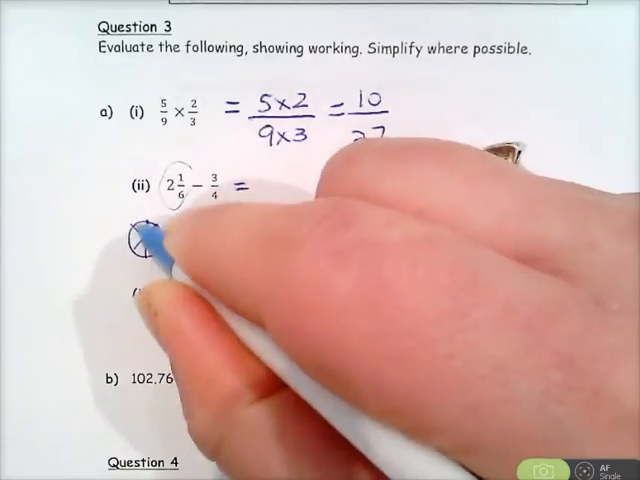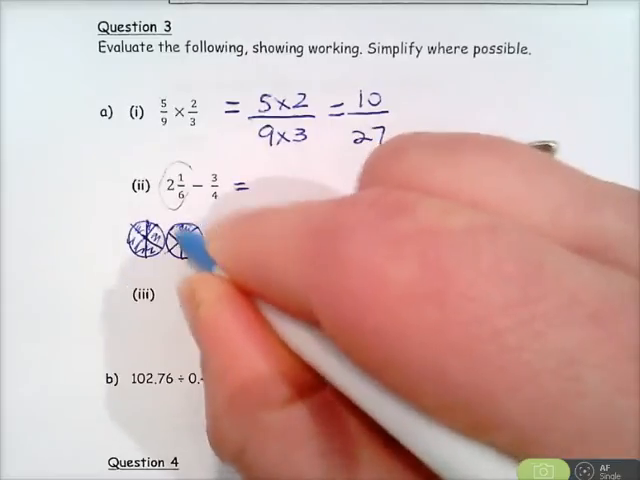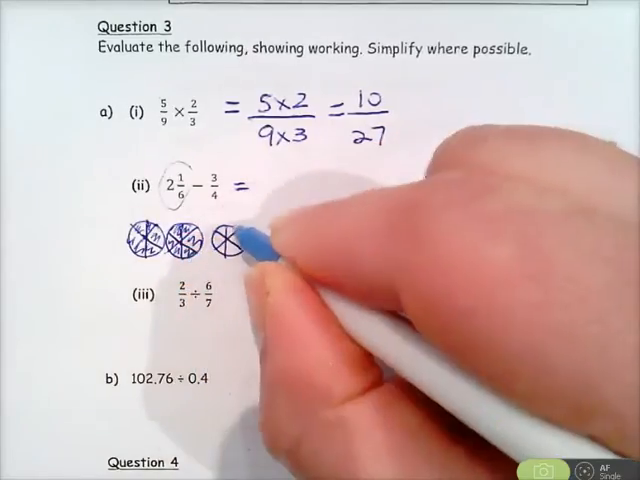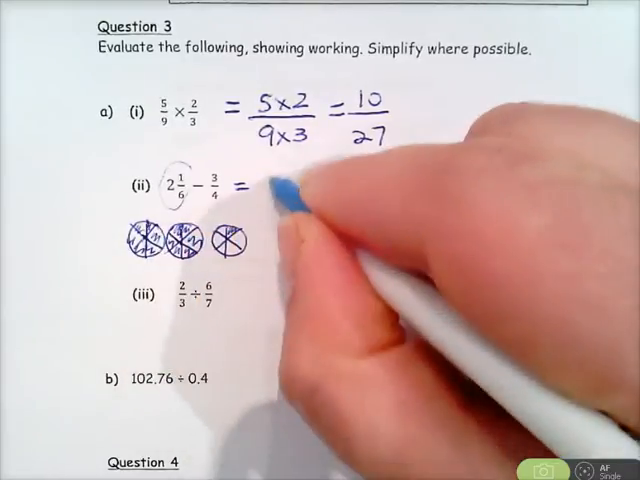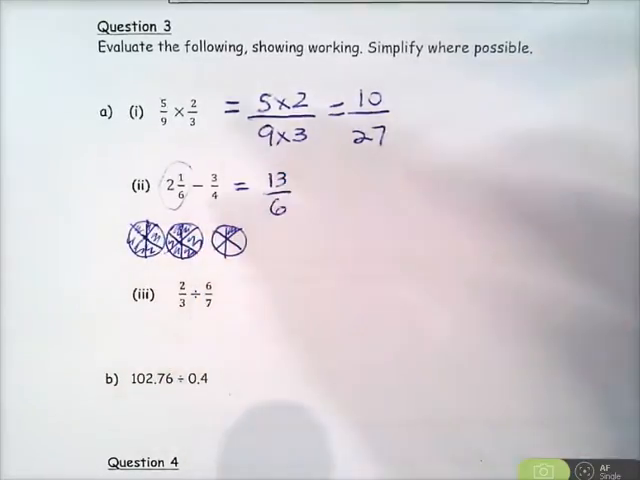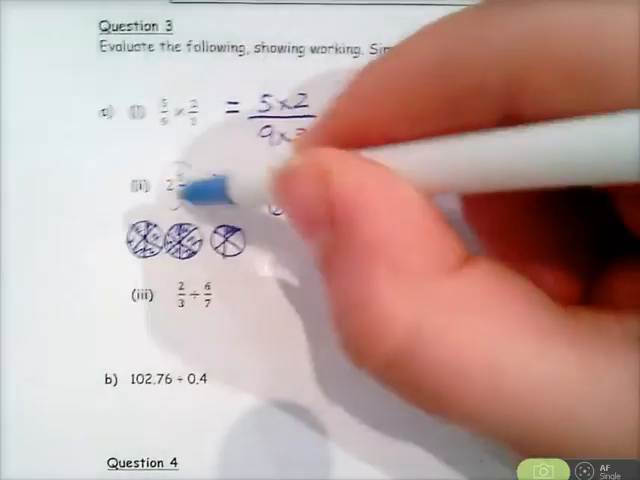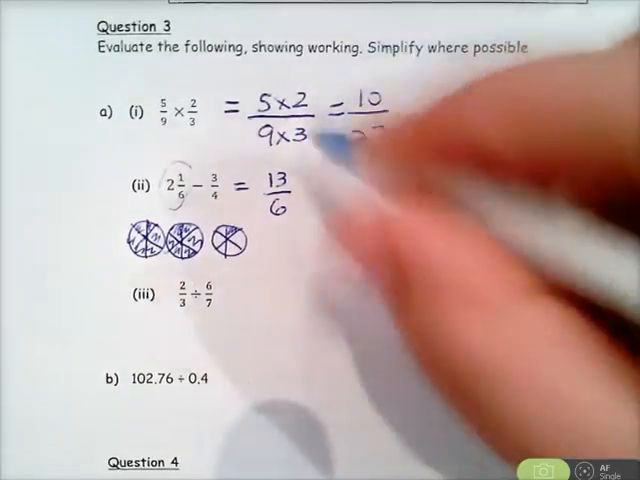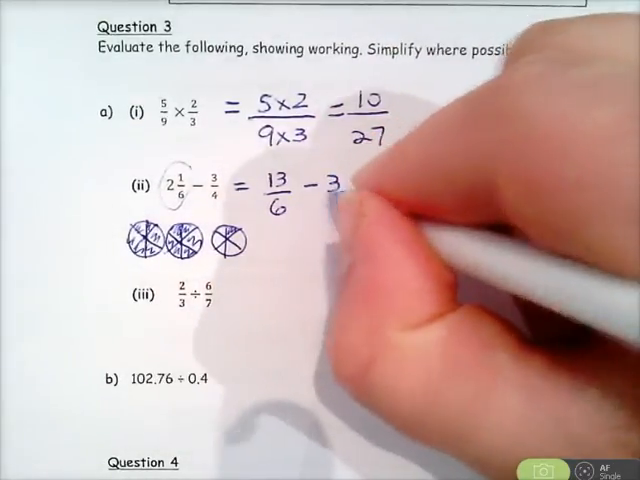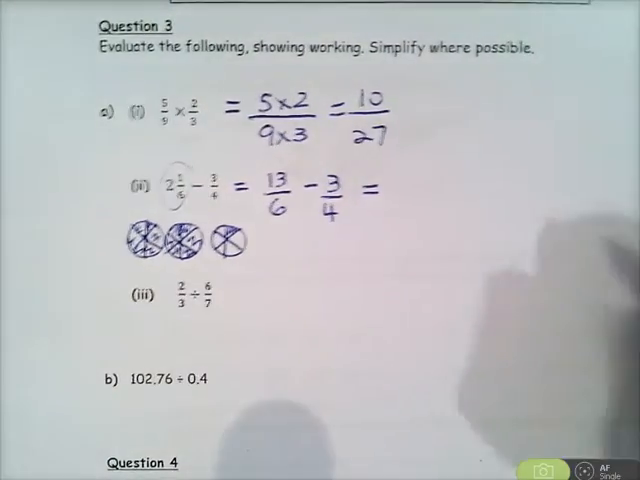So I've got 2 wholes, which is 1, 2, 3, 4, 5, 6 parts, 1, 2, 3, 4, 5, 6 parts, and we've got 1/6, so we've actually got 12, 13 parts over 6. So to change this mixed numeral to an improper fraction, you do 6 times 2 is 12, plus 1 is 13 over 6, and then we do minus 3/4. But just notice that those 2 fractions, the denominators are not the same.